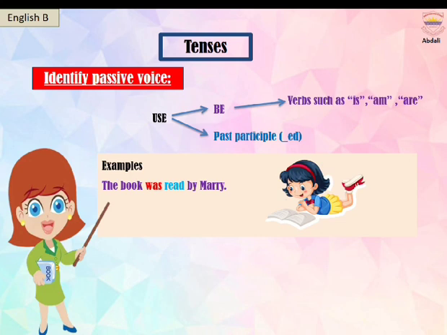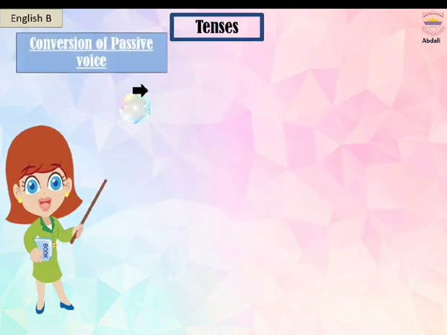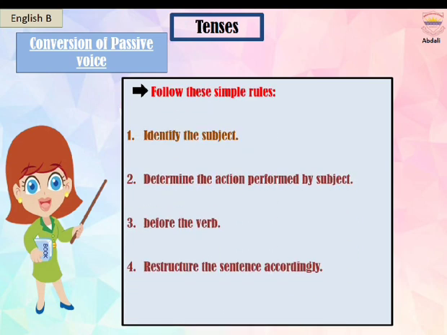To convert passive voice to active voice, follow these simple steps. 1. Identify the subject. 2. Determine the action performed by the subject. 3. Place the subject before the verb. 4. Restructure the sentence accordingly.